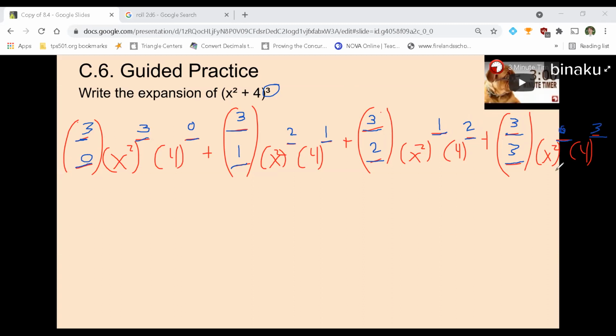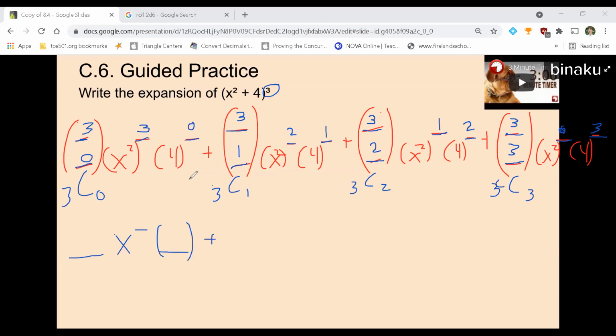Good job. Okay, the next thing is calculator work. Tell me what is 3C0, 3C1, 3C2, 3C3. And then what is 4 to the 0, 4 to the first, 4 to the second, 4 to the third. So next scaffolding. This will be some number, x to the something, times something.